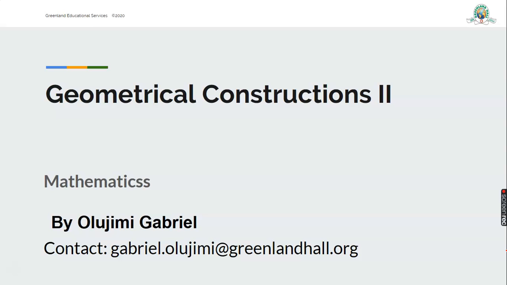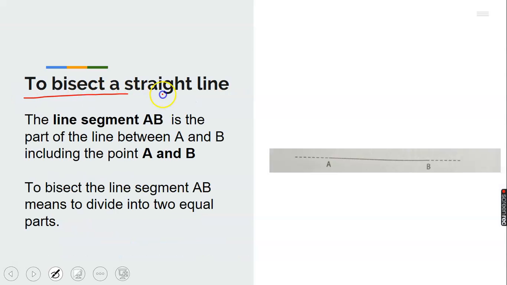Last time we talked about geometrical construction. Now we continue from where we stopped. Now we want to bisect a straight line. Now look at, we have the line segment AB.